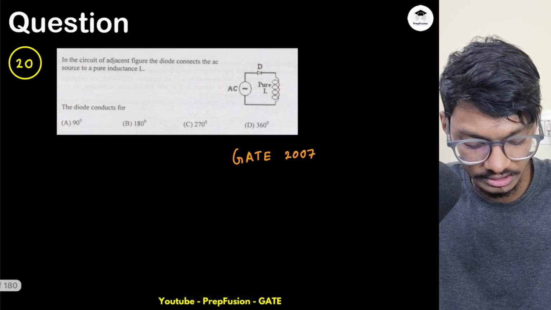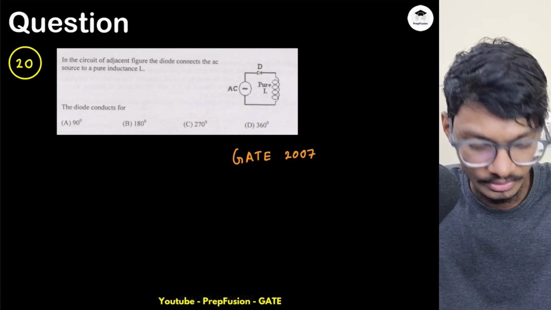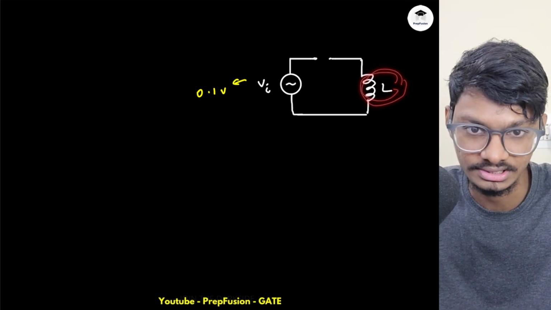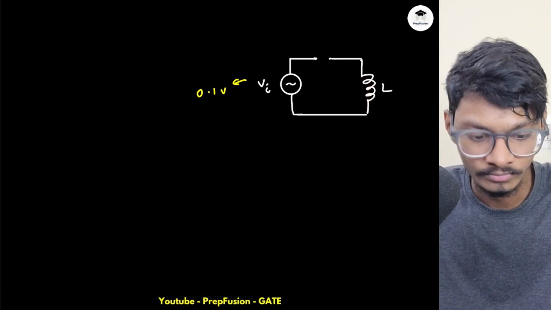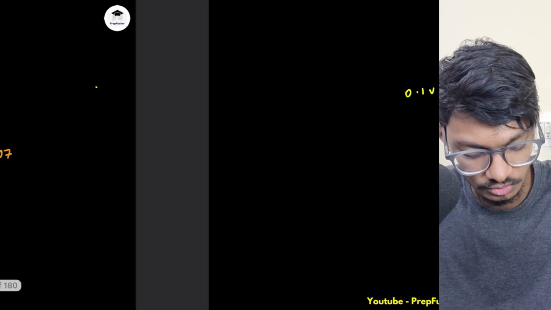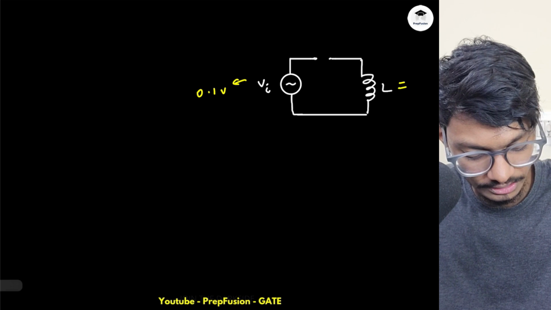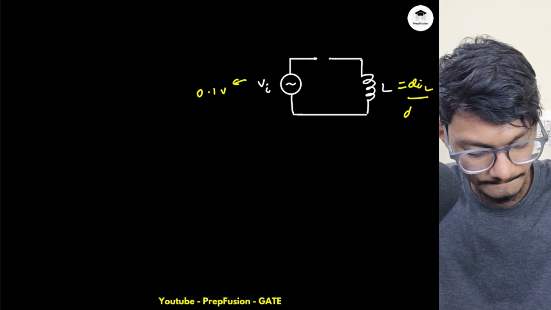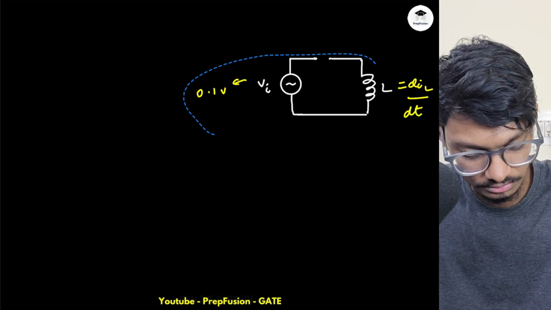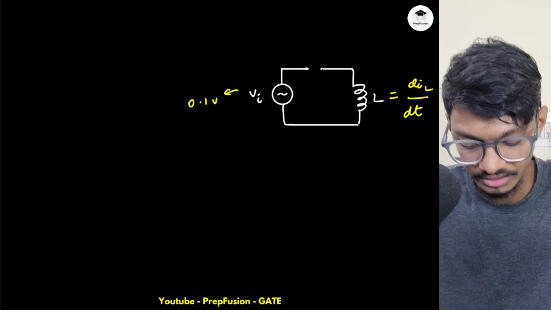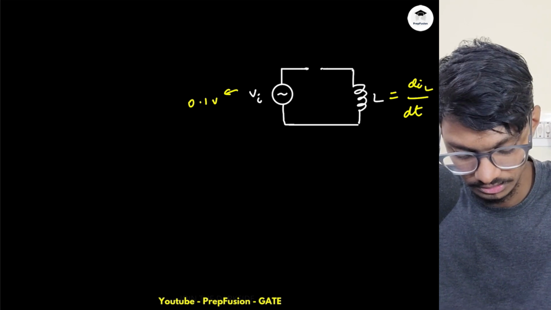Now for t less than 0, this circuit wasn't active. I will assume that. So this inductor is in steady state. If this inductor is in steady state, then what does that mean? That means the rate of change of current is 0 for this. So diL by dt will be 0. So if diL by dt is 0, I'll just make this clearer.